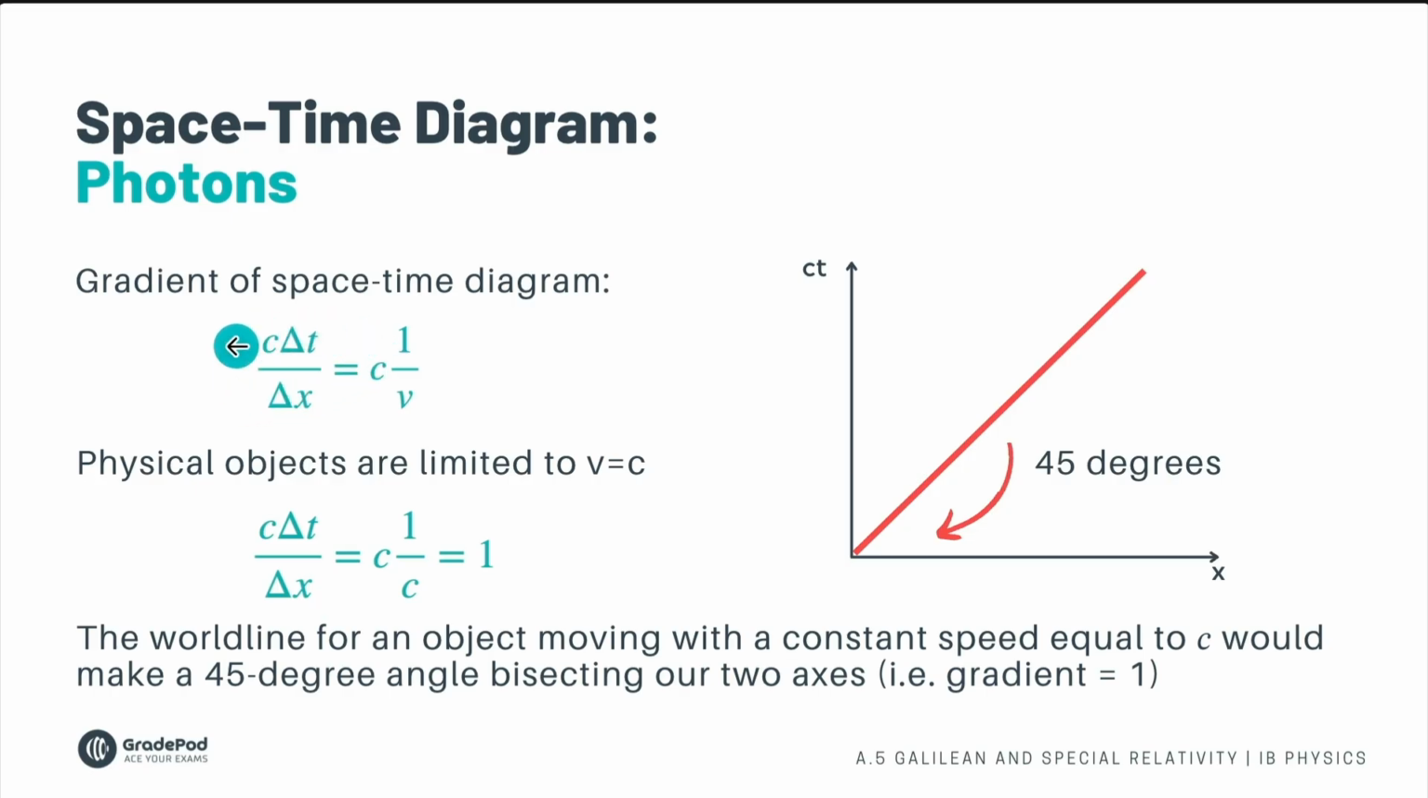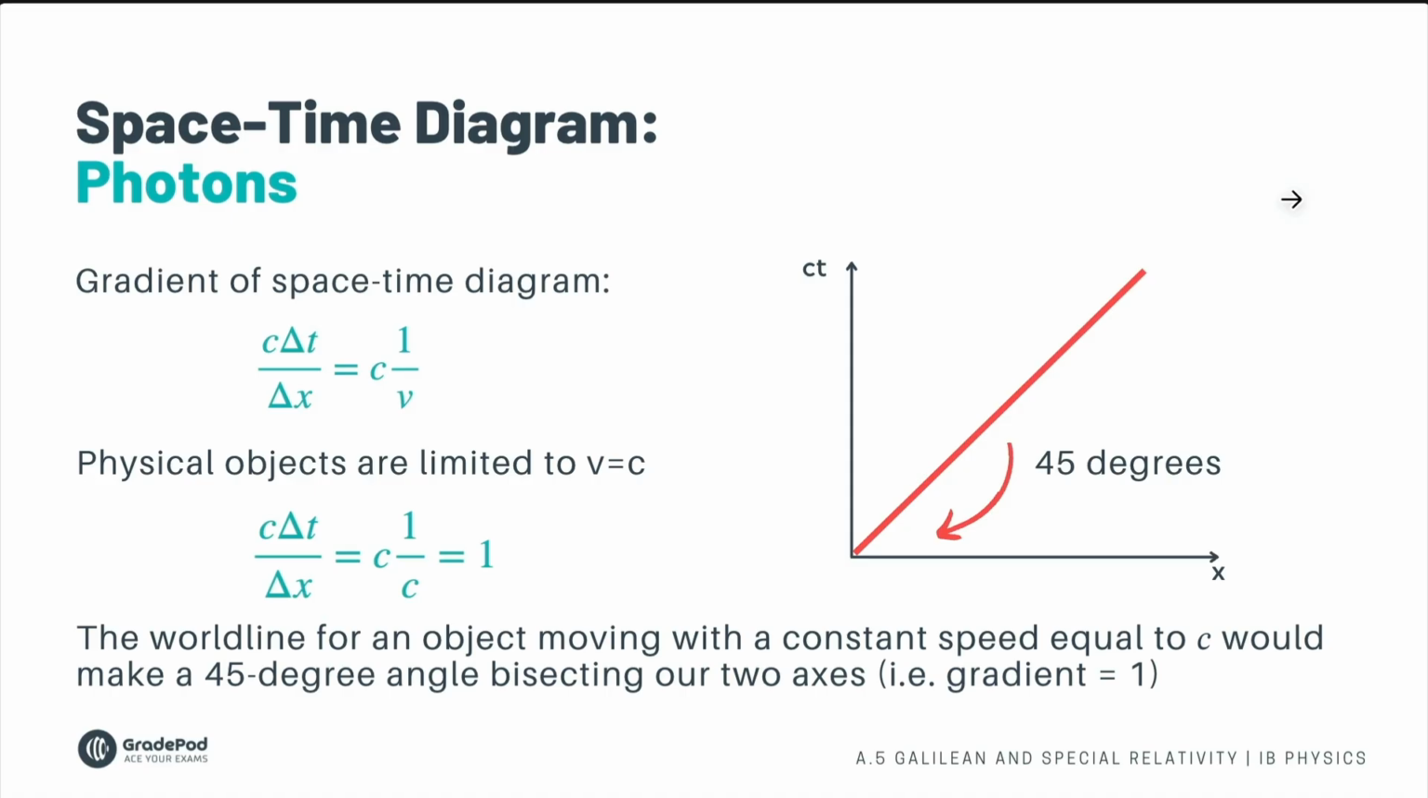Let's take the c out. And what that means is we have c delta t over delta x. Well, delta t over delta x is the same as 1 over velocity. So the gradient of a space-time diagram is equal to c times 1 over velocity, which is also equal to c times 1 over the gradient. Let's now consider photons.